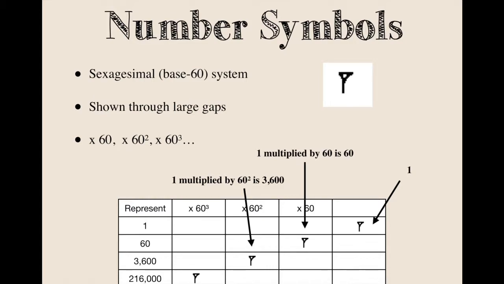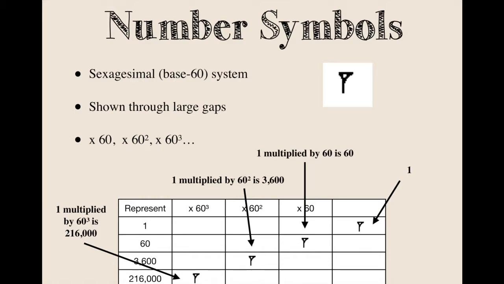Lastly, you will see this symbol in the last column, which then will represent 1 multiplied by 60 to the power of 3, which is 216,000. This is a bit complicated because 1, or in this case, this triangle with a rod symbol, is not the only one that can represent multiple numbers.